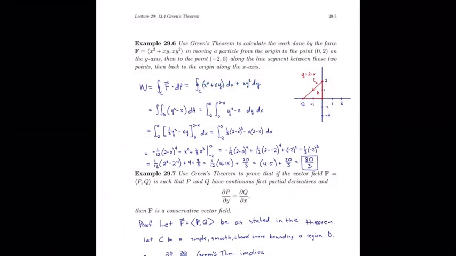So Green's theorem tells us that this line integral is equal to this double integral if this is a simple region D, which in fact it is. It can be considered as type 1 and as type 2. So we're all set there.